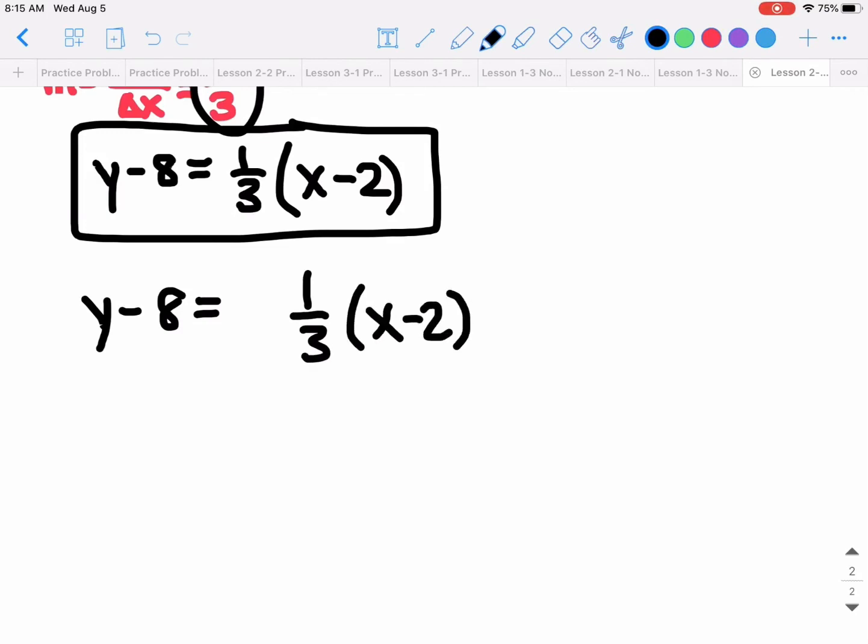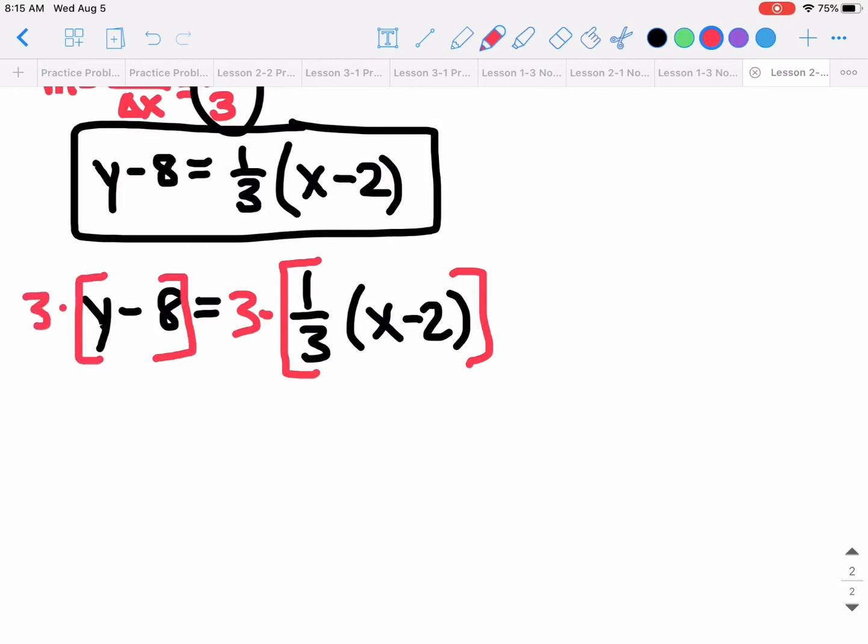I don't like to work with fractions. I like to bust up the fractions, get rid of them if I can. So I want to get rid of this 3 in the denominator. I want to just get rid of that fraction. So I'm going to multiply this side by 3. I'm going to do the same thing to the left-hand side because I have to keep my equation balanced.